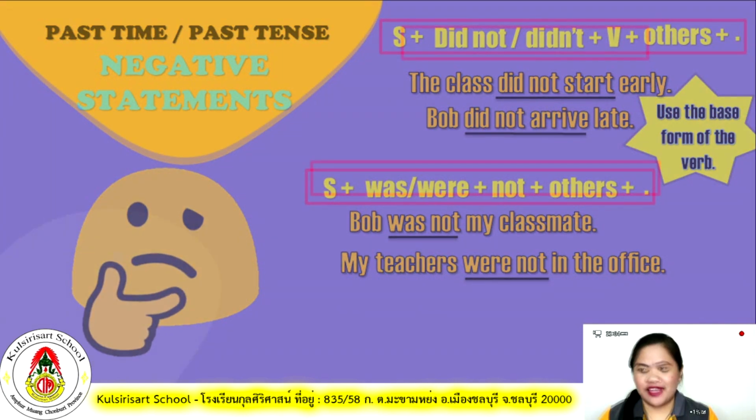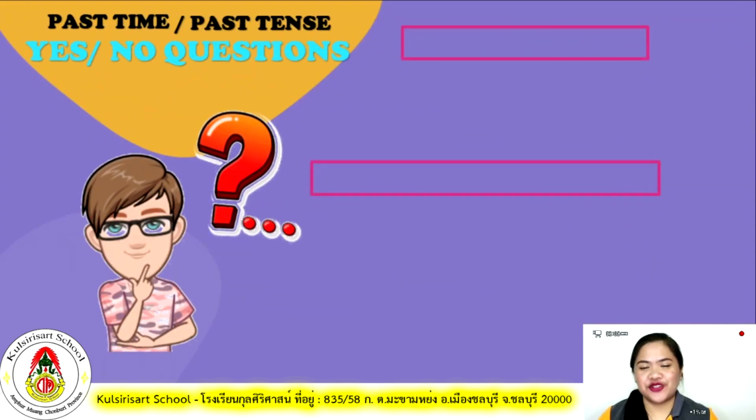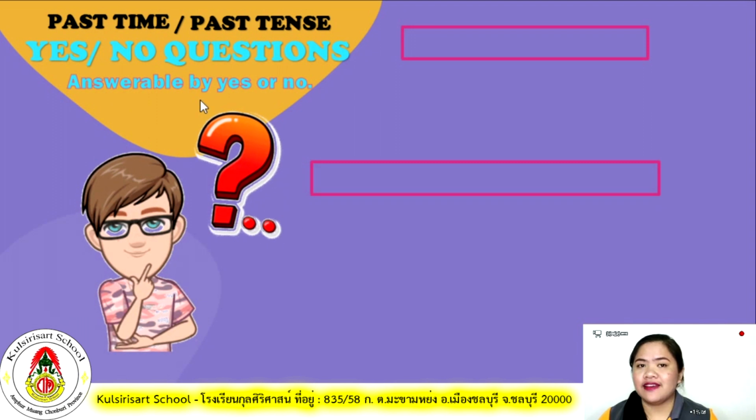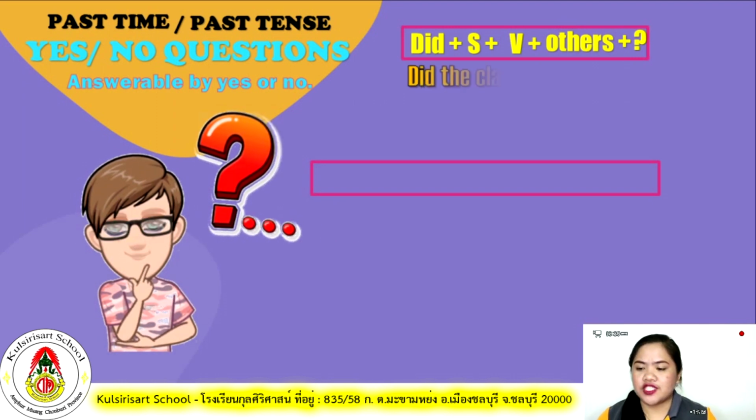Now, we have the next topic that we talked about a while ago. We have the yes or no questions in past tense. Do you still remember what should be the answer if we talk about yes or no? Very good. The answer should be either yes or no, because yes or no questions are answerable by yes or no. So we have the pattern. Did plus subject plus verb plus others plus, very good, question mark.